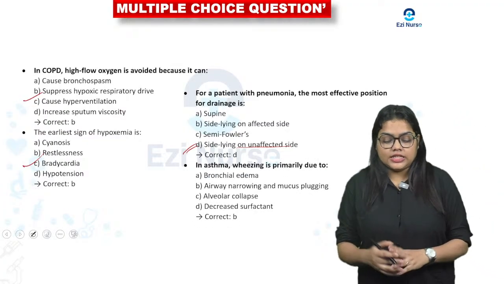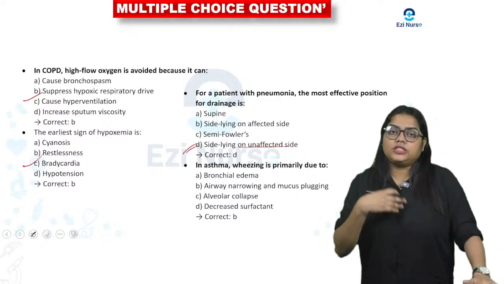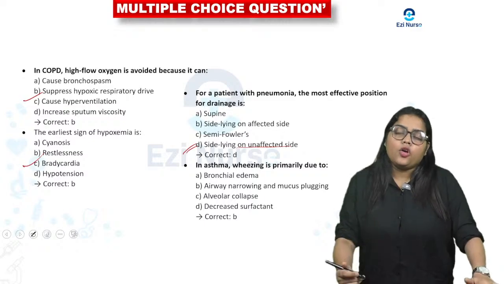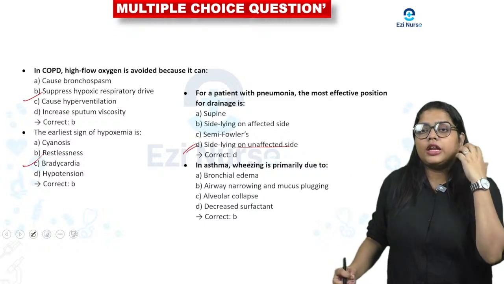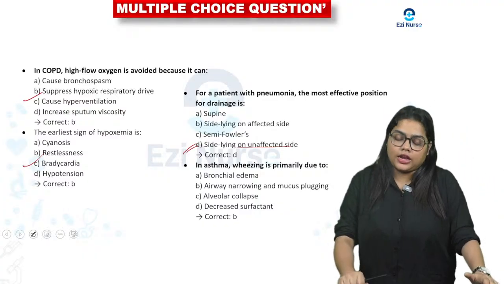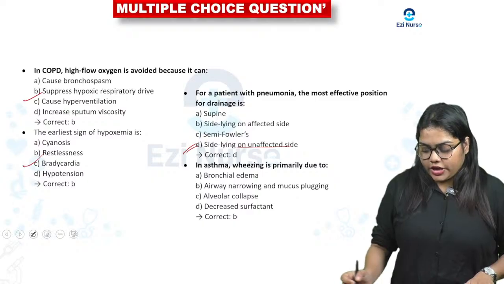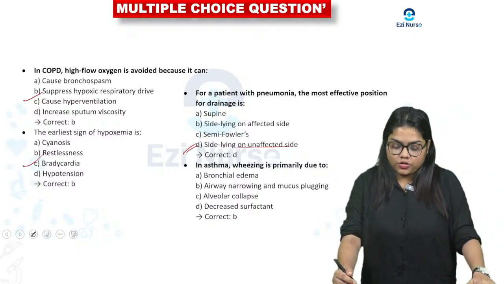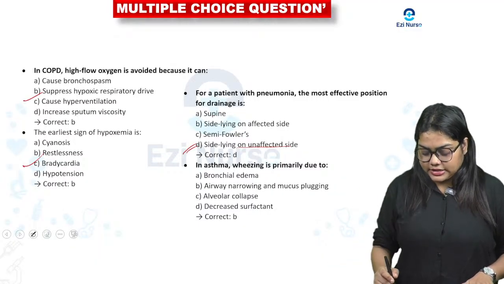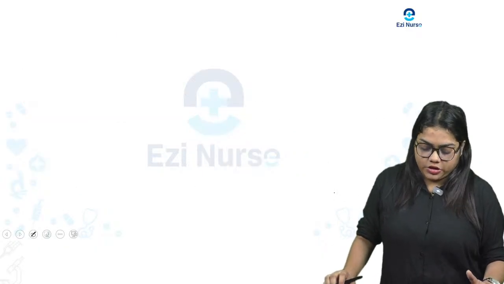The next question is, in asthma, wheezing is primarily due to. In asthma, the patient will be wheezing while inhaling and exhaling, and you can hear the sound of wheezing. What is the main reason for that? First, bronchial edema; next, airway narrowing and mucus plugging; third, alveolar collapse; and fourth, decreased surfactant. The correct answer is airway narrowing and mucus plugging of the bronchioles.